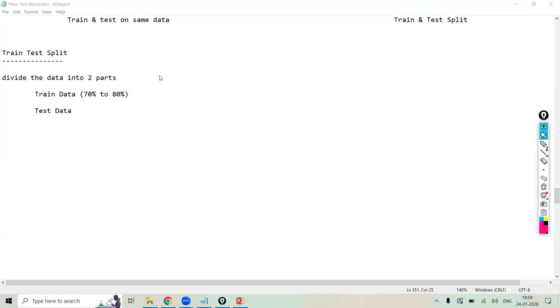Okay, and when you are trying to divide the data into two parts, how to divide? For non-sequential data, where the order of the records is not important, a random split has to be done. Randomly select the records. Pure random.